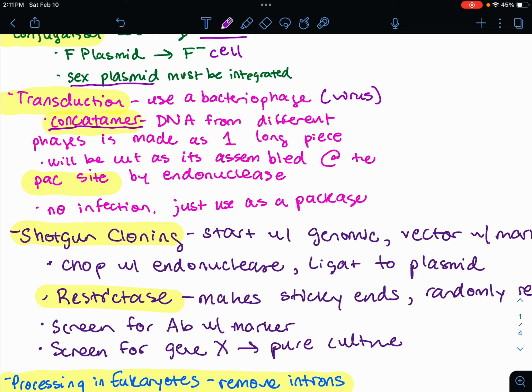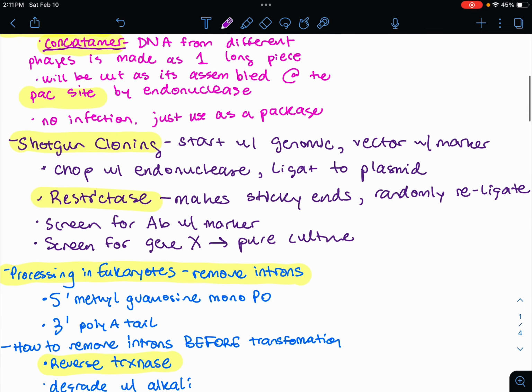We could use something called shotgun cloning to start with genomic DNA. Then you have a vector that contains a lot of space for DNA, as well as a selectable marker. Usually they use antibiotic resistance genes. Then you cut the genomic DNA and vector with an endonuclease. Then you ligate it onto the plasmids that you're using as a template.